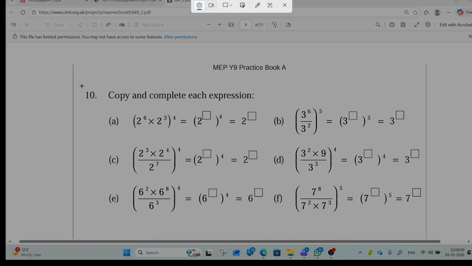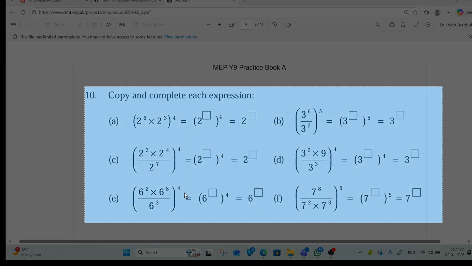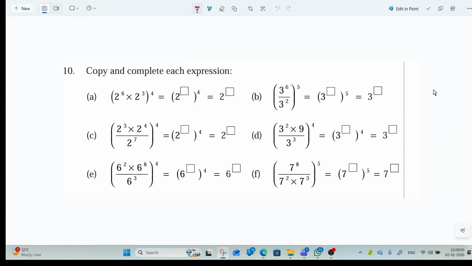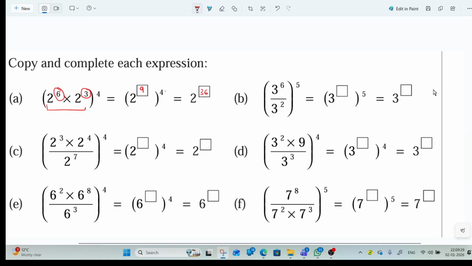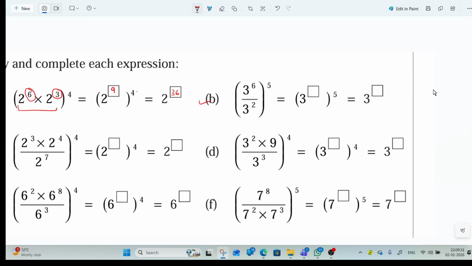Suppose in the same question we have multiplication and division, both of them. Like if you see this one, first of all you use that rule, that if they are in multiplication you add the power, right? So 2 to the power 6 plus 3, this will become 9, right? And then you do 9 times 4, which is 36. That's how you have to do. Clear? Okay.